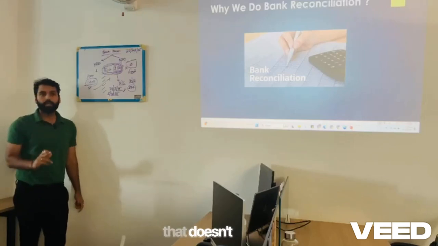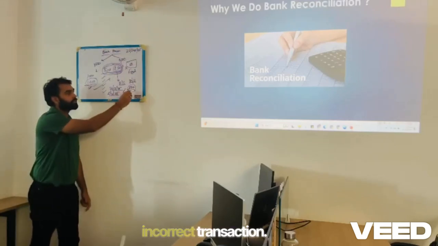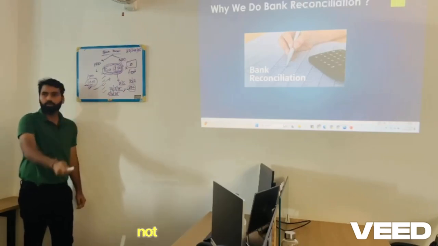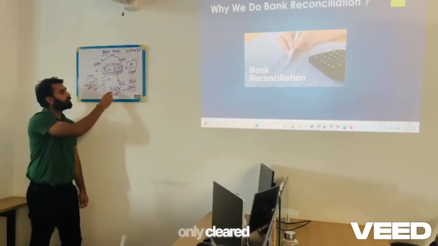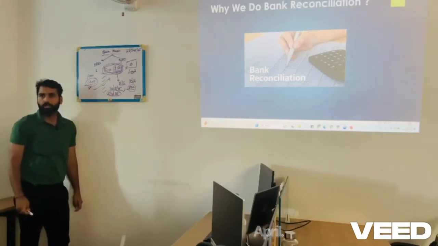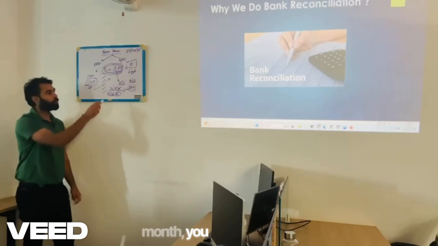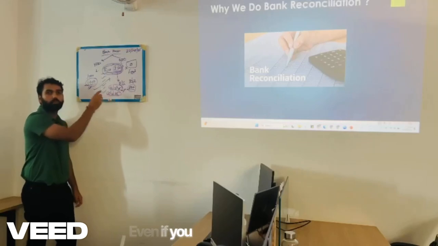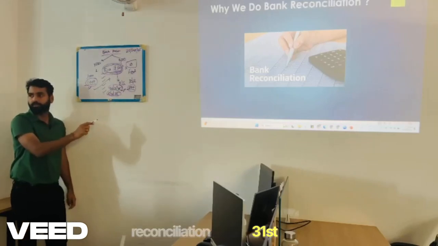But that doesn't mean that this is an incorrect transaction. This is a correct transaction. It's just that you actually issued a check which was not cleared in the bank. It was only cleared in the bank on the 5th of April. So when you go into the April month, you will select the transaction that was showing on 31st March, even if you already did the reconciliation for 31st March.